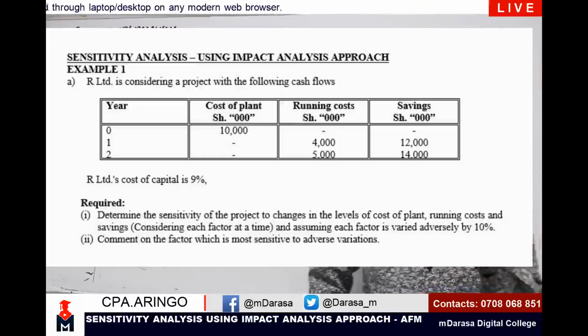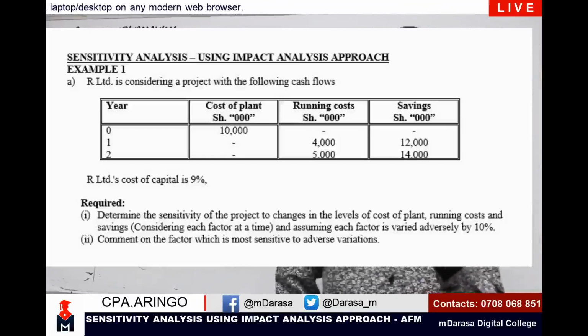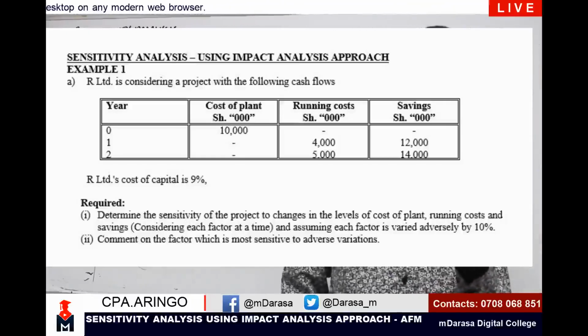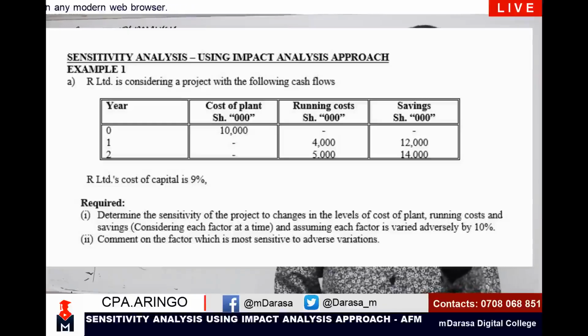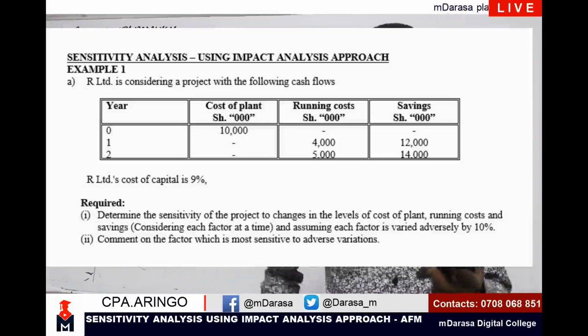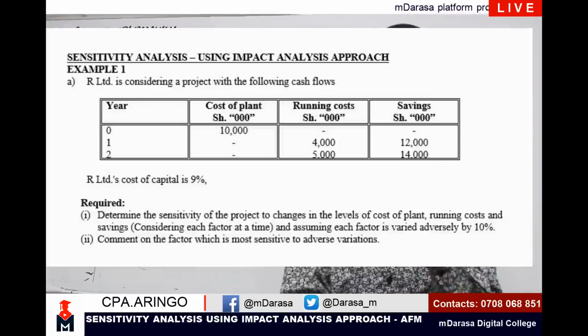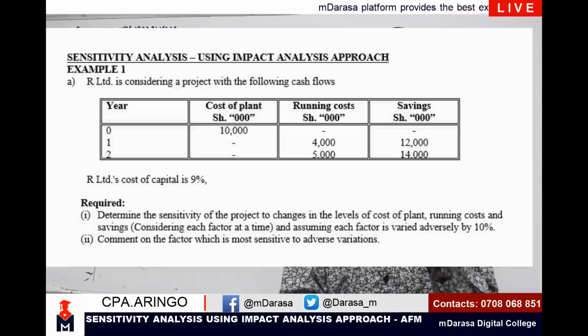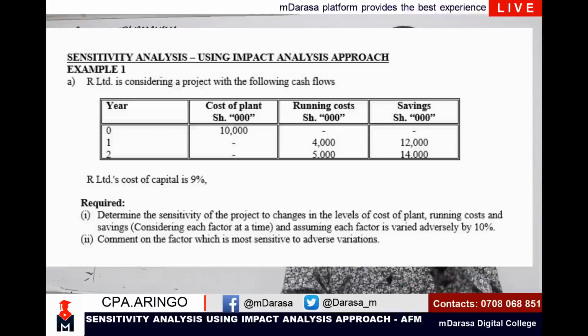So we are required here to basically, 1, determine the sensitivity of the project to changes in the level of costs of plant, running cost, and savings, considering each factor at a time. Of course, that is in isolation, and assuming each factor is varied adversely by 10%. So ideally here, our good examiner is telling us that I'm having an adverse change of 10% on each of the variables that you're asked to compute.